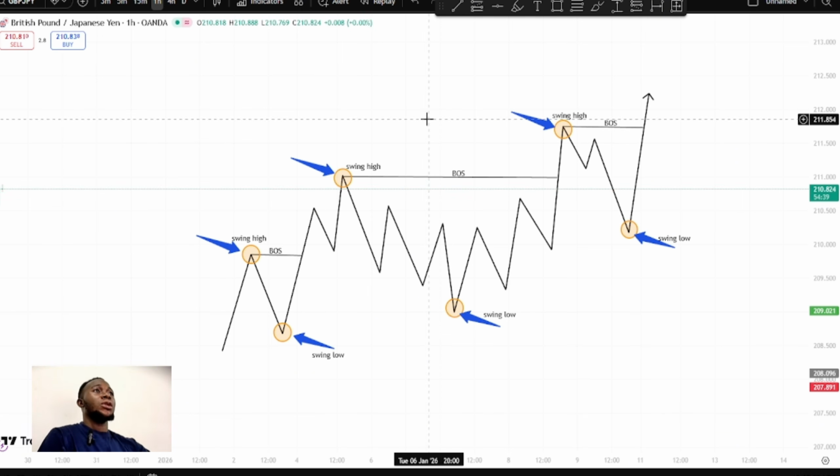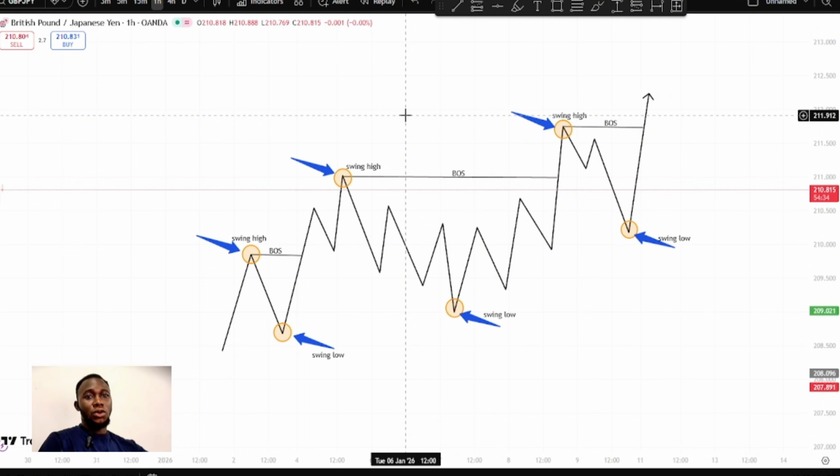Understanding market structure is very important, as it will really help you to make informed decisions. If you do not understand the structure of the market, you will always be running around in cycles, and you will keep getting stopped out whenever you take trades.